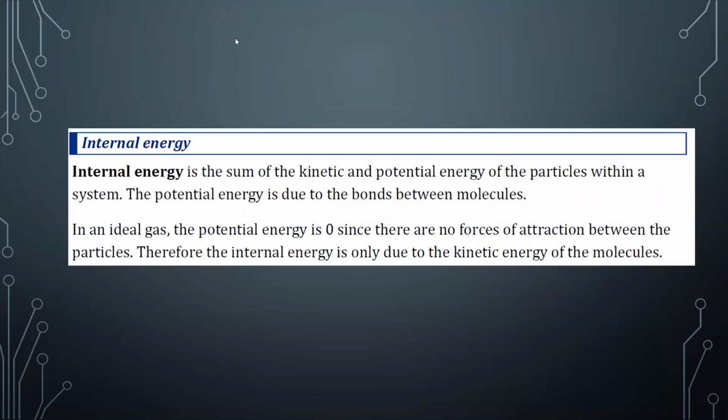Then what is the concept of internal energy? As we know, material is made up of particles, and these particles are continuously in a state of motion. These particles are not stationary, they are continuously moving. So as these particles are continuously moving, they will have two energies: one is kinetic, another one is potential. When we sum up the kinetic and potential energy of all the molecules, we call that internal energy. So internal energy is the sum of kinetic and potential energy of all the particles present within the system.